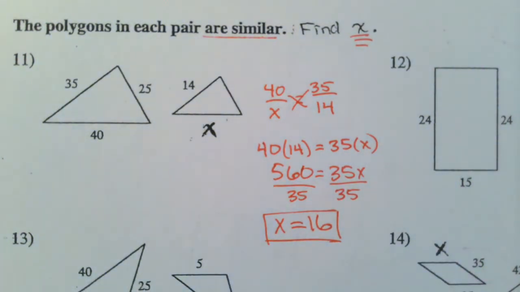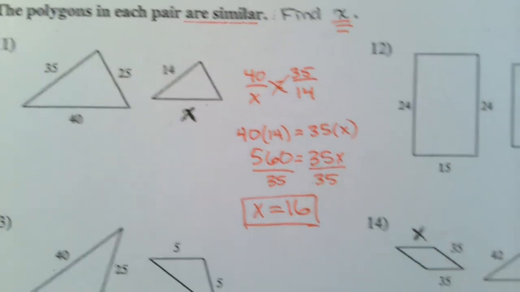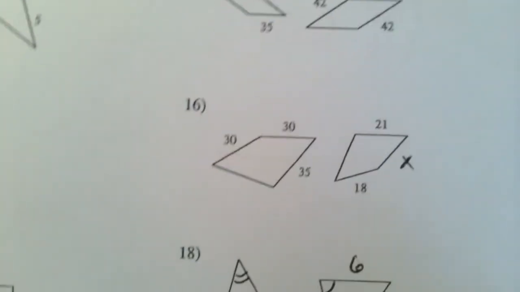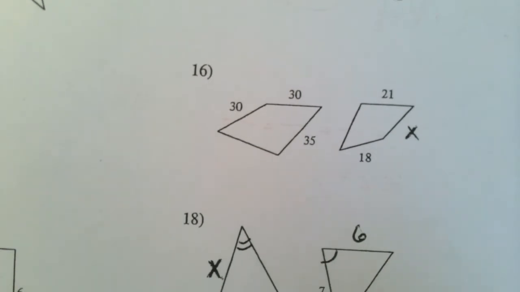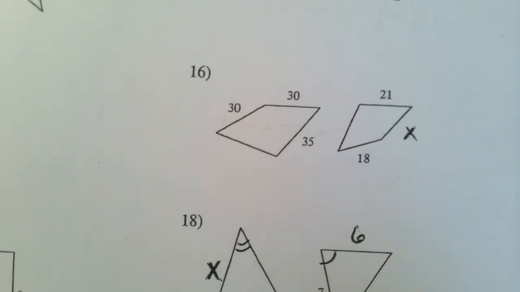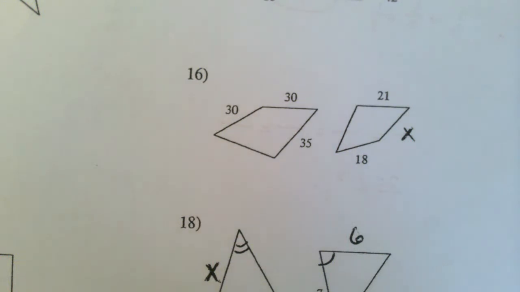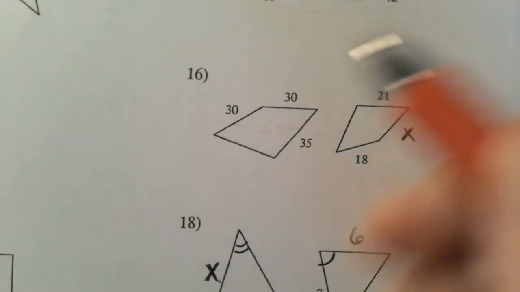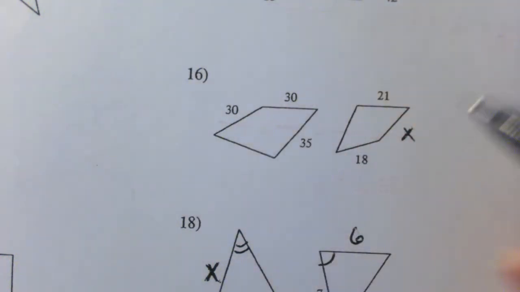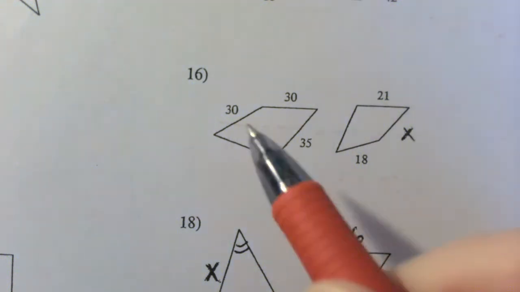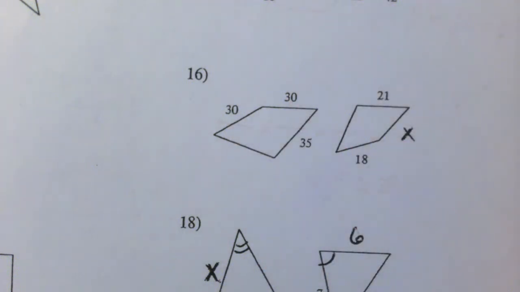Okay, so let's pick one more. Jump to number 16. 16 is sort of all kinds of spun around and crazy. There's no angle marking, so it makes it a little bit harder. But these two sides are congruent. Okay, so let's see if we can match that up. These are the shorter sides.